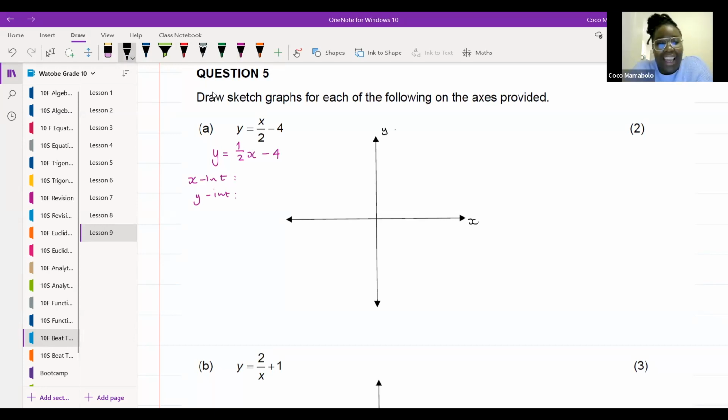That's it, Amogelang. Beautiful. X-intercept, y is equal to 0. Y-intercept, x is equal to 0. And then you only need to find those 2 points and solve, and plot each of them. Grab your ruler, straight line. Okay.